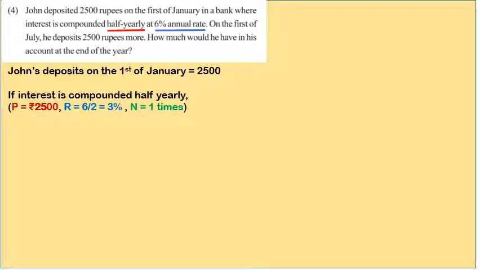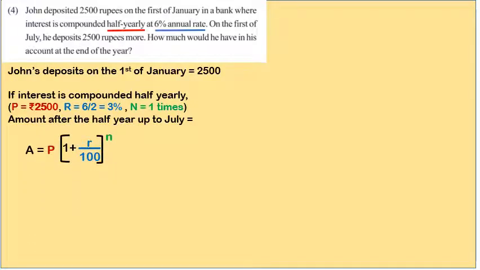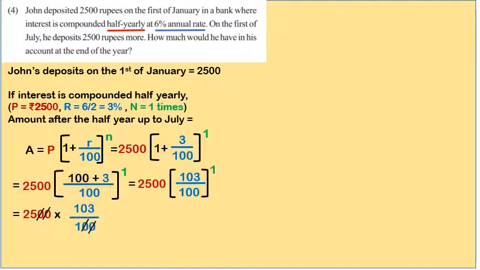So then write the formula for calculating amount after the half year up to July. So amount A equal to P into 1 plus R by 100 all raised to n. Then substitute, we get 2,500 into 1 plus 3 by 100 all raised to 1. Then simplify, we will get amount A equal to 2,575 rupees. So we can say John would get 2,575 rupees after half year.